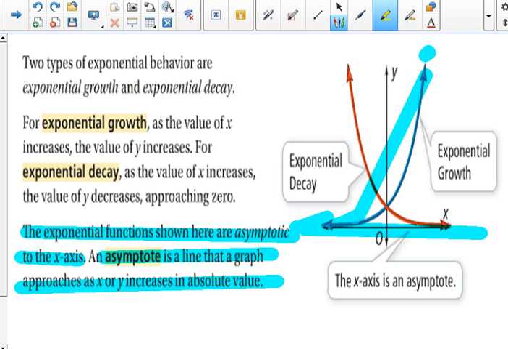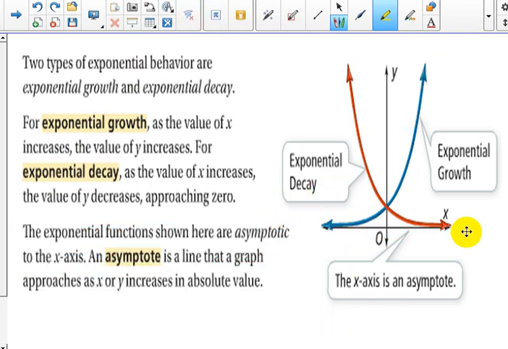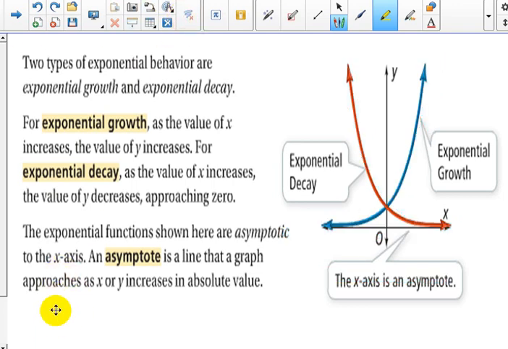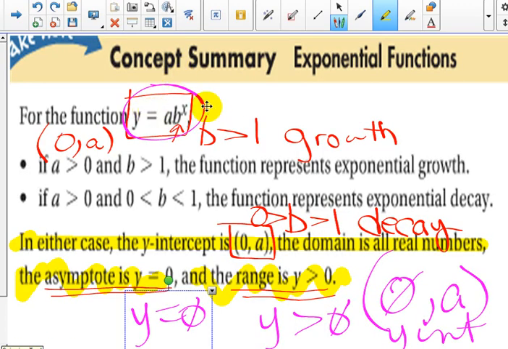See, it gets really, really close, but it's never going to touch. So that's an asymptote. It says the x-axis is an asymptote, right? Because the graphs get really close, but they never touch. All right. Any questions on asymptote? We'll use that a lot this chapter, by the way. Now, I really marked this up last hour, so let's delete some of this.